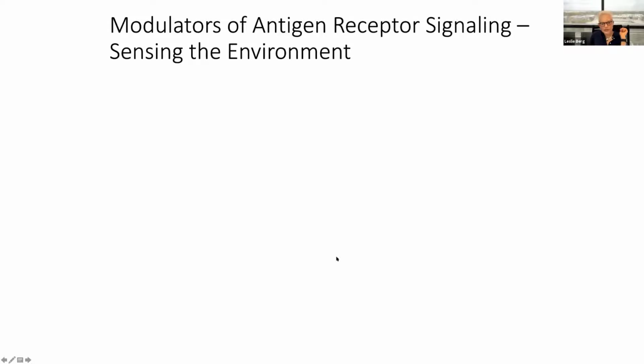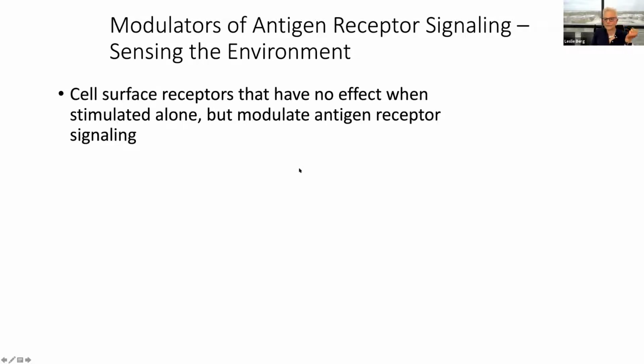Okay, so modulators of antigen receptor signaling. So now things get a little bit more complicated. If it was just up to the T cell receptor and B cell receptor, I think we feel we have a reasonable handle on how all that works. But it turns out that there are multiple receptors on the surface of lymphocytes, both B and T cells, that change the signaling that might activate the cell through the antigen receptor.